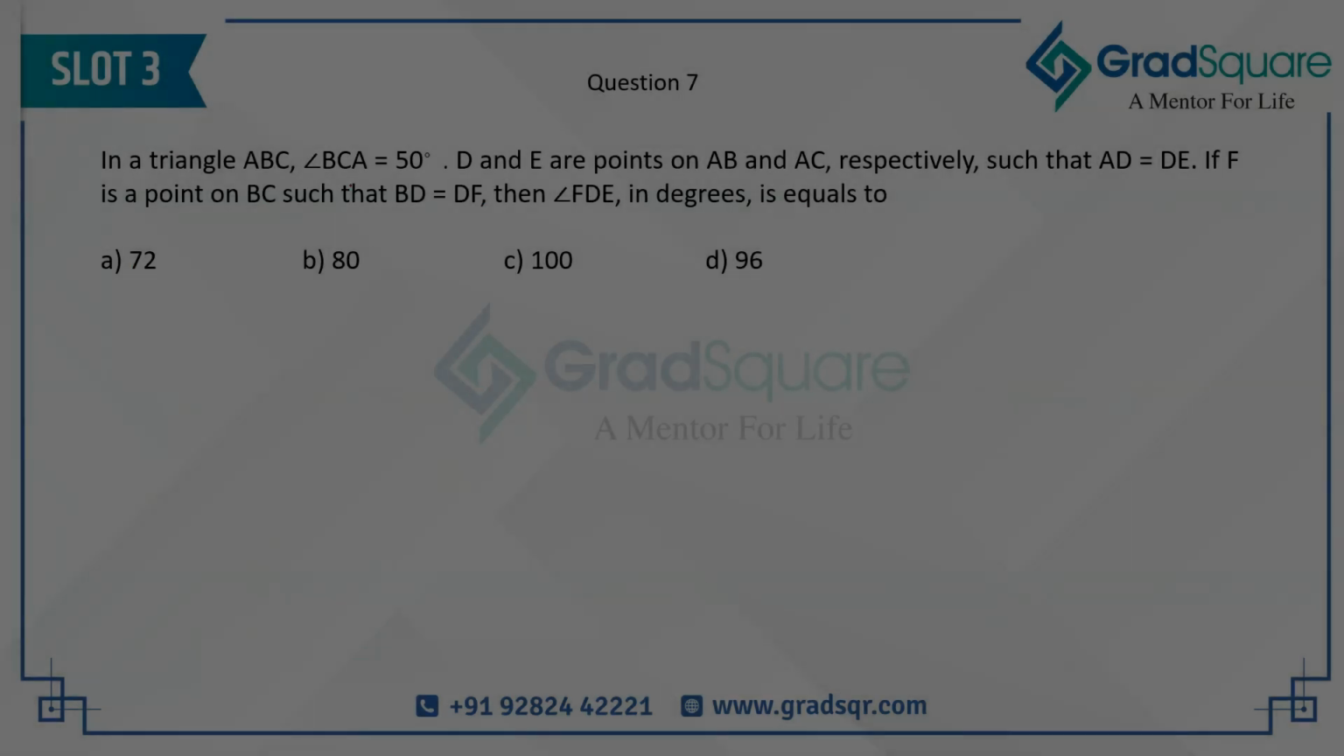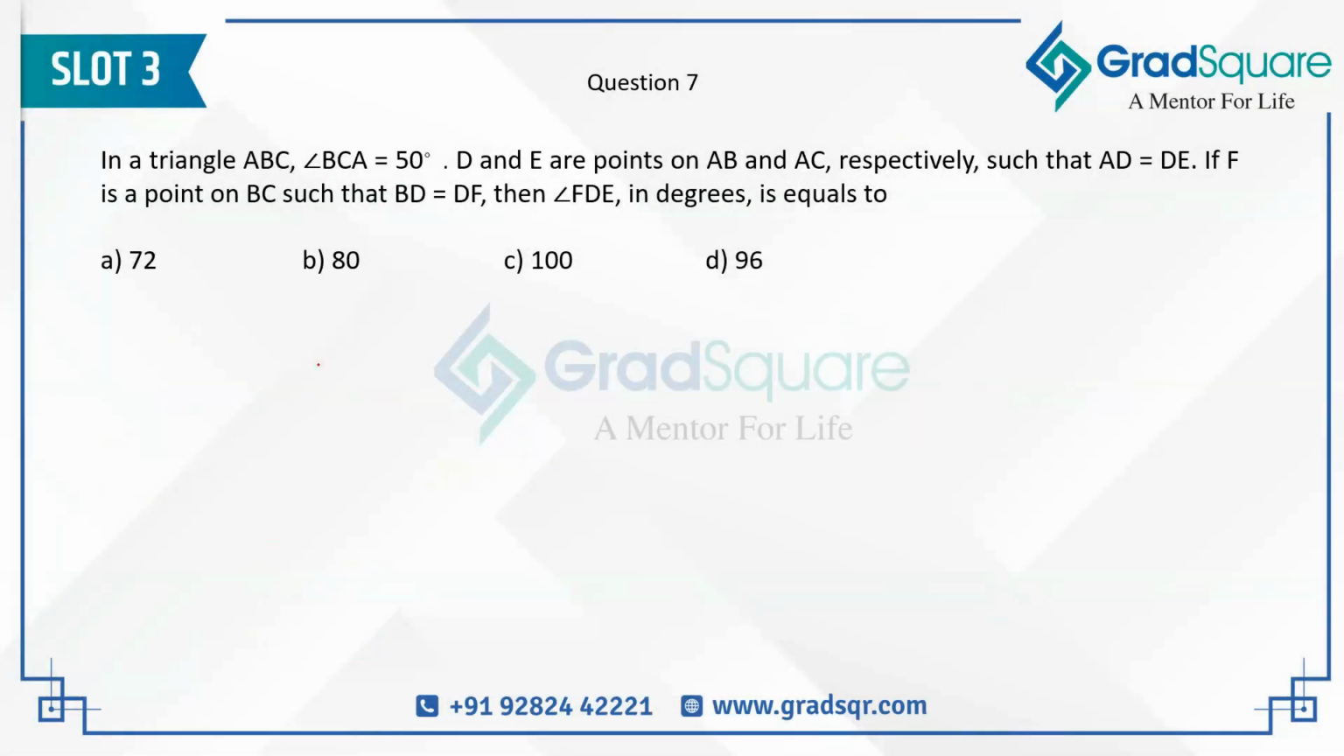In a triangle ABC, angle BCA is 50 degrees. So let's try and draw a triangle where I'm going to put BCA to be equal to 50 degrees. Let's say A over here, B over here, and C over here, and angle BCA turns out to be 50 degrees. This angle is given to you as 50 degrees.